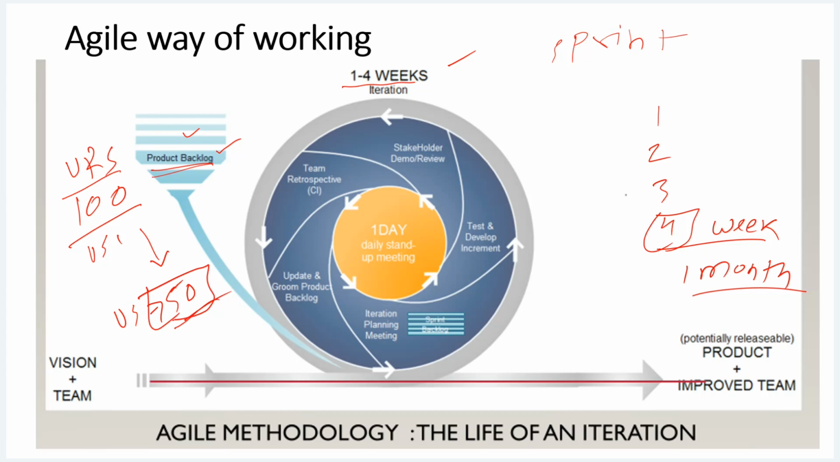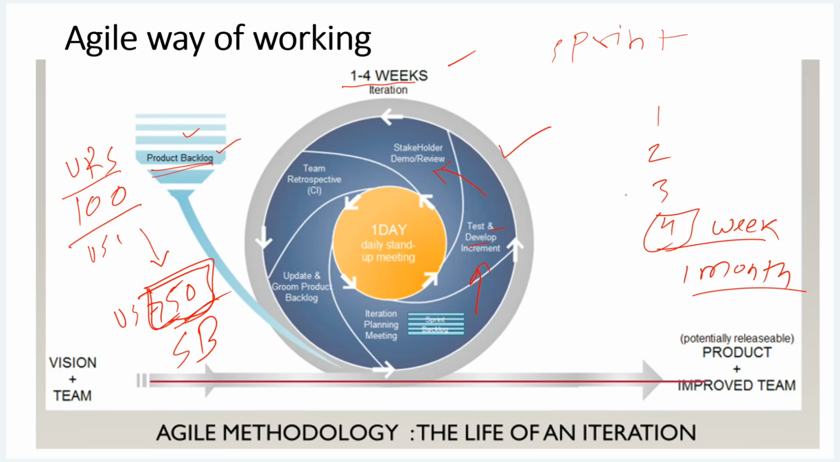Now these 50 requirements are called the sprint backlog. In one sprint, I can only develop these 50 requirements. That is why it is called the sprint backlog. I will develop these 50 requirements and I will test them. So development and testing: I will develop the software and test the software. And after development and testing, you can show the software to your customer directly.